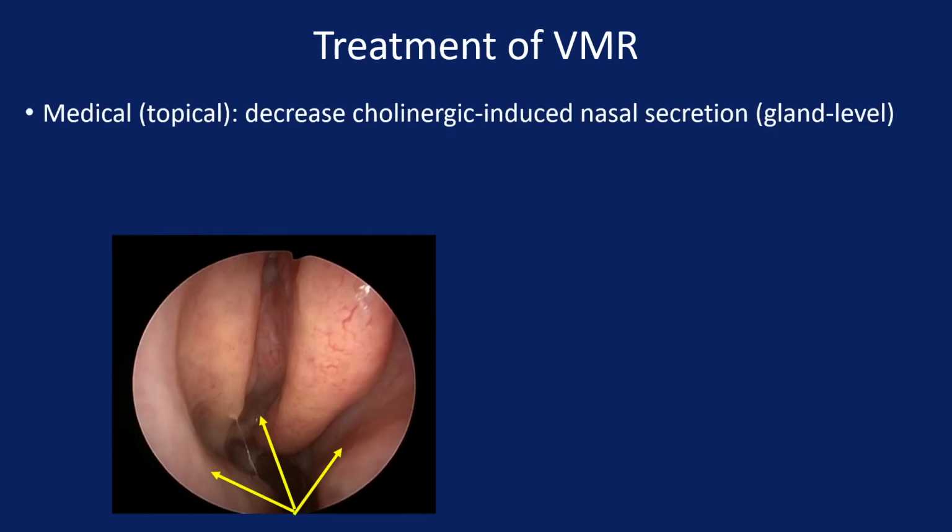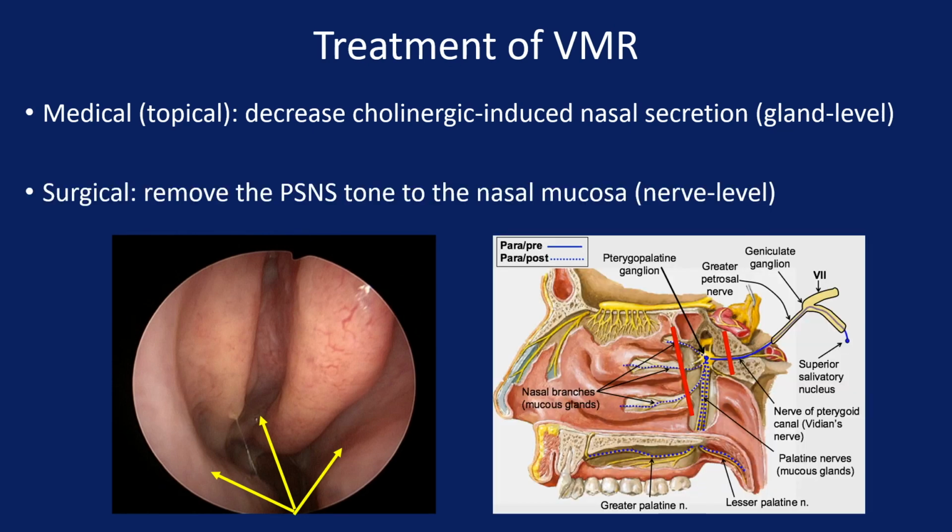Okay, so how do you treat vasomotor rhinitis? So there are medical options, which mainly in the form of topical nasal delivery. This is going to decrease cholinergic-induced nasal secretion, so I think of that as a gland-level treatment. There are also surgical options where you can remove the parasympathetic tone to the nasal mucosa. This would be a nerve-level treatment where you're actually sectioning nerves distal or proximal to the pterygopalatine ganglion.